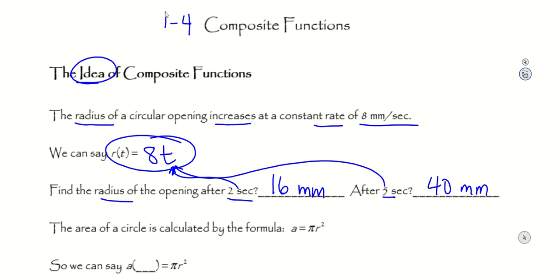Now here's another thing we know about a circle. We know that the area of a circle can be found by using the formula area equals pi r squared. So we've got two things that can vary. We've got the area of the circle, and it varies as the radius of the circle varies. So we can say that a of r is equal to pi r squared.